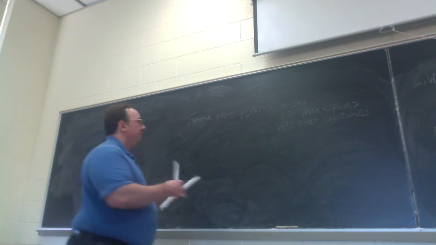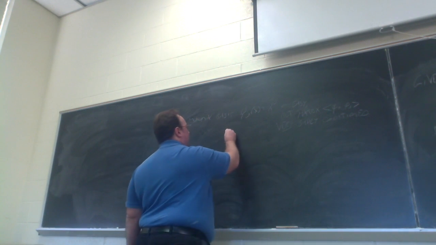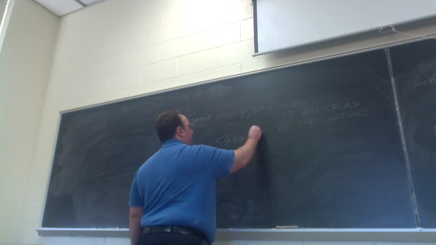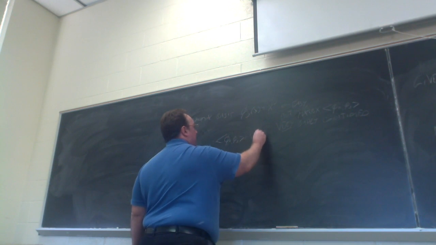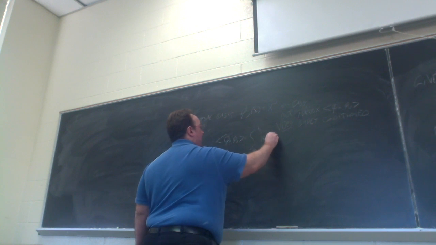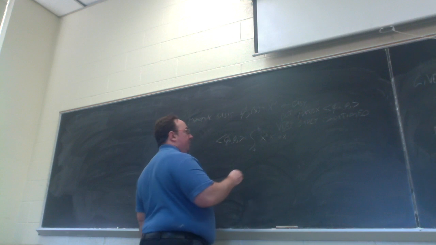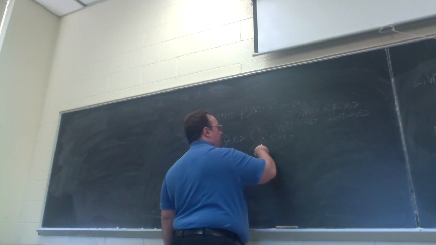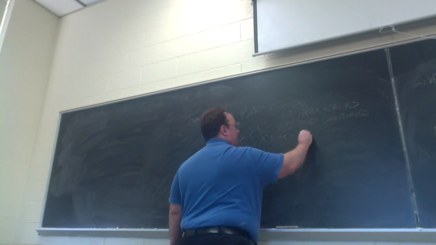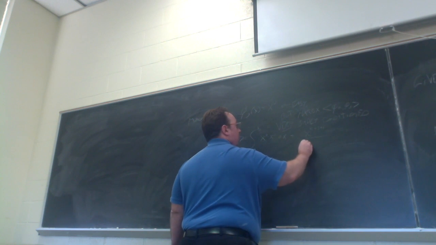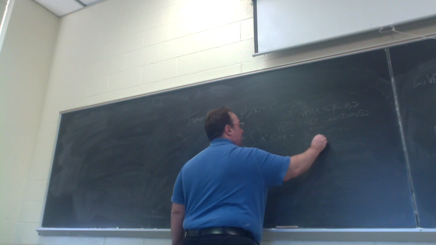In fact, for these, I can work out these entries exactly. So inner product of phi k, phi j is the integral from a to b of x to the k, x to the j, dx. And so just work out the integral. So it's x to the k plus j plus 1 all over k plus j plus 1.